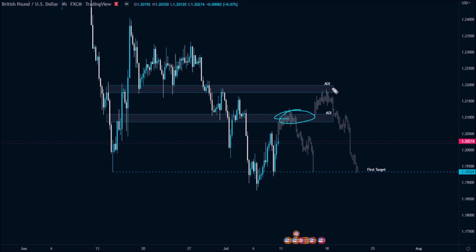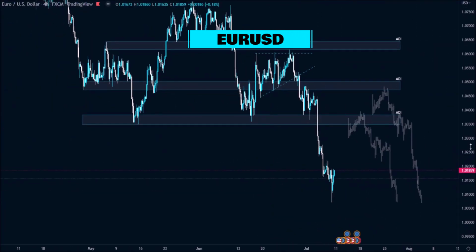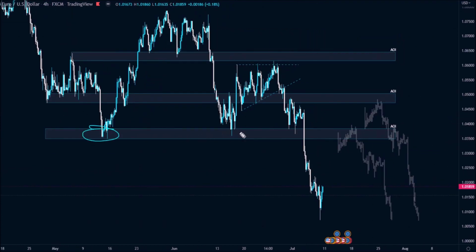If we don't get an entry here, then this is the second area that I'll be looking for selling opportunities. Let's take a look at EURUSD, another instrument I like the look of. And the support and resistance is a little bit far away. We have support here and support here, and I would like for us to come up into that area to look for some selling opportunities.